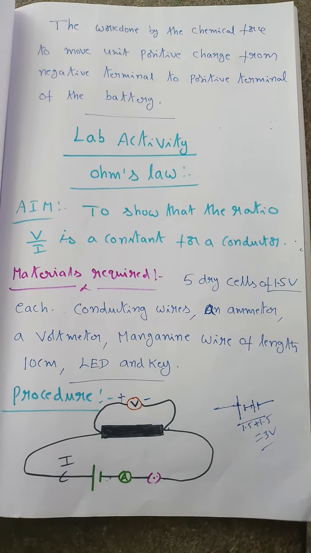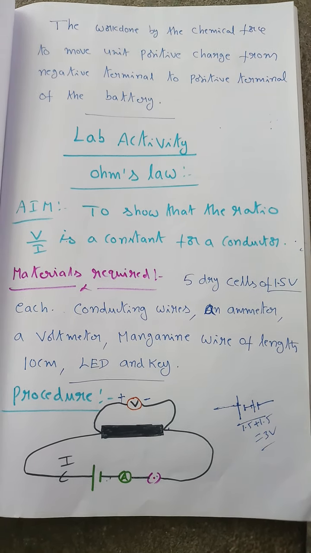So how do we define Ohm's law? At a constant temperature, the potential difference between the ends of a conductor is directly proportional to the flow of current through it. So in this way we can define Ohm's law. Here you can learn how to verify Ohm's law. This is actually a lab activity, so it has to be done in the lab, but for the examination purpose it is very important. So that's why here I am explaining how to write in the examination about Ohm's law.